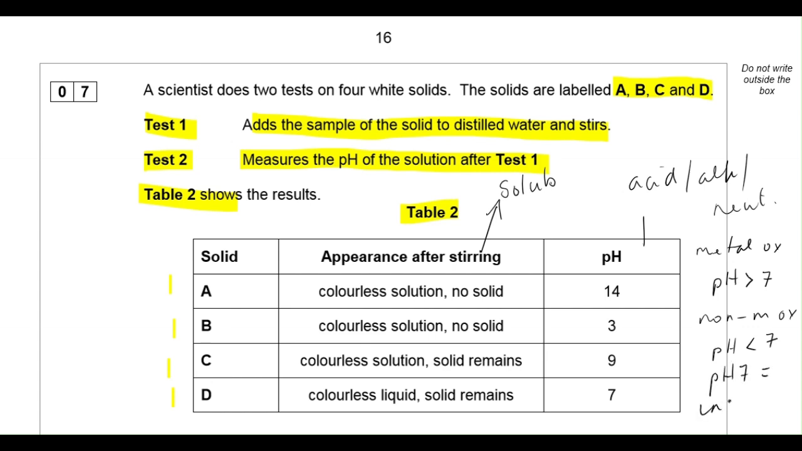So, if we look at this one here, pH 14, that is strongly alkali. So that indicates that the substance has dissolved quite a lot. And pH 9 here, that is also alkali, but perhaps indicates that the substance hasn't dissolved as much. What's more important is that it tells us that A and C are both metal oxides.